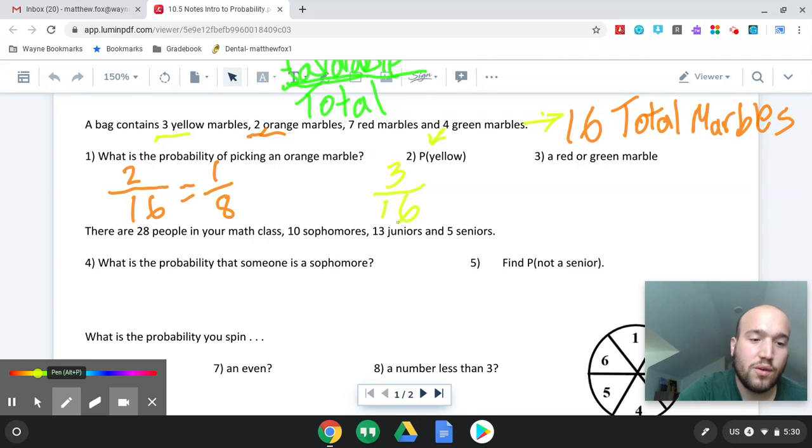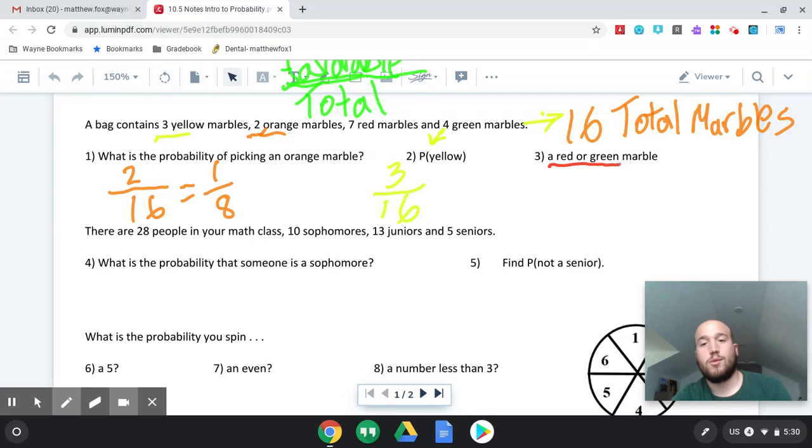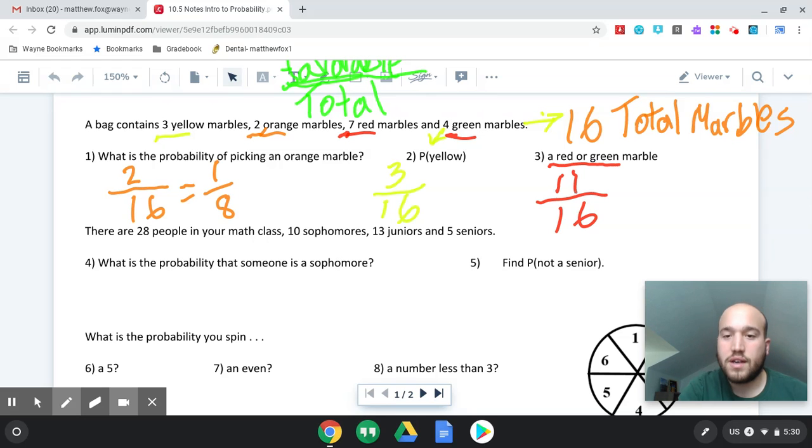Okay, now our final one on this problem. It says a red or green marble. So it's an or question. We know this one is still out of 16 total marbles. It can be red or green. So it could either be these 7 red or it could be one of these 4 green. We need to add those together. If it's or, that means either one. Okay, so it could be red or green. 7 plus 4 is 11. So right here we have 11 over 16. Think to yourself, can that be reduced? Only thing that goes into 11 is 1 and 11, so no, it cannot.